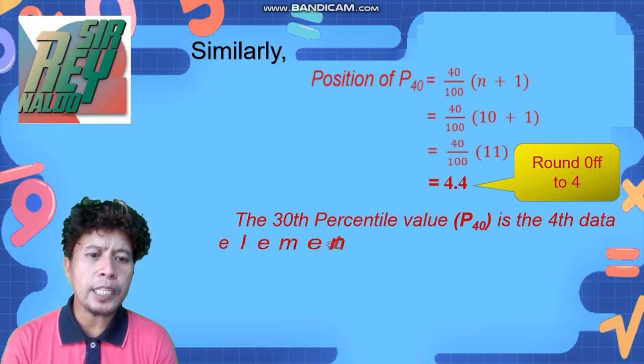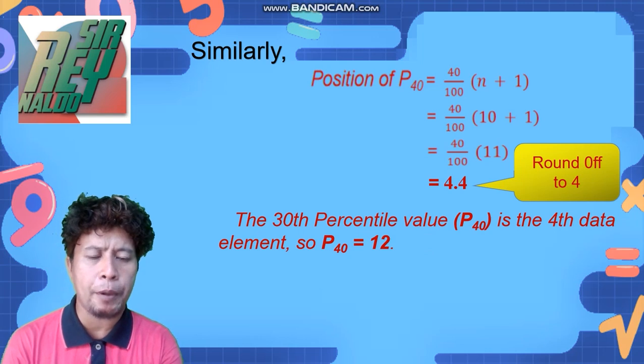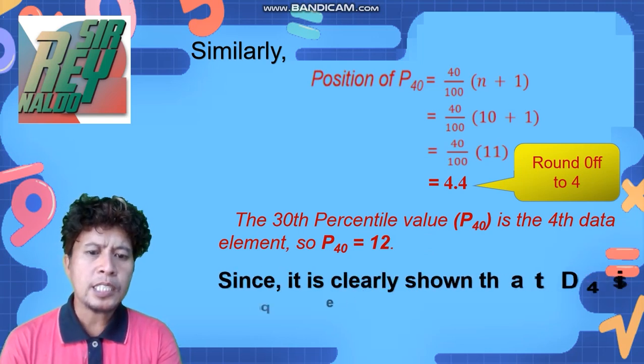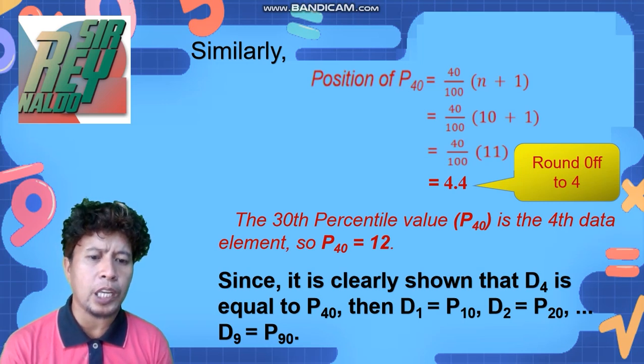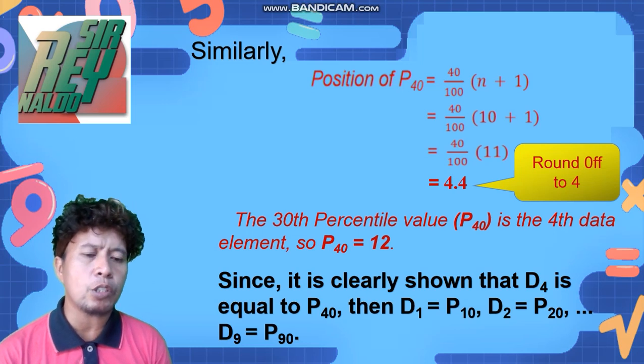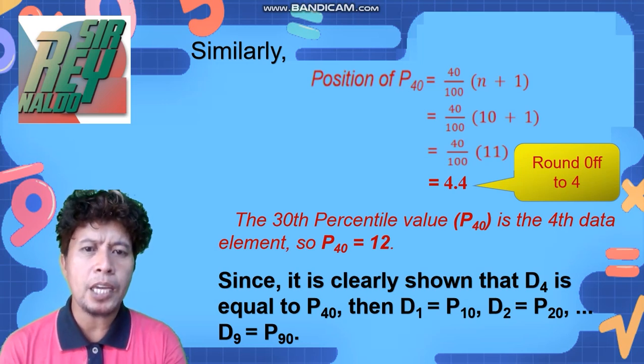Therefore, the 40th percentile value, or the P40, is the 4th data element. So we have P40 is equal to 12. Since it is clearly shown that D4 is equal to P40, we can assume that D1 is equal to P10, D2 is equal to P20, until D9 is equal to P90.